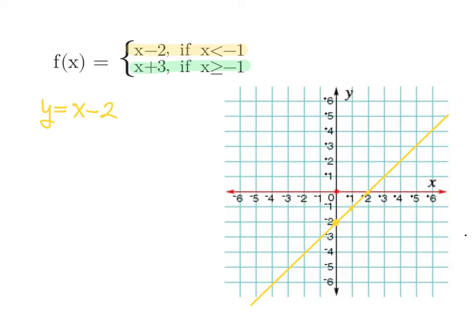So I find negative 1 on my x-axis, that's right here, and I'm going to look down this way. Okay. And what I'm doing is I'm cutting my yellow line because we were told that we want to keep the piece when x is less than negative 1. That's going to be this portion of our yellow line. So I need to take the rest of that and erase it.